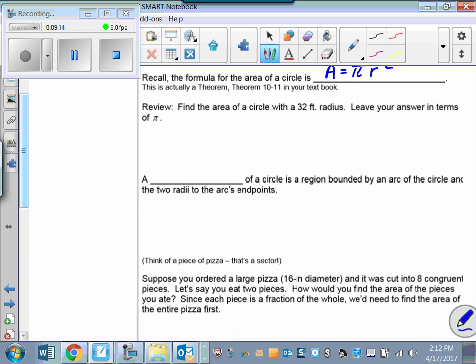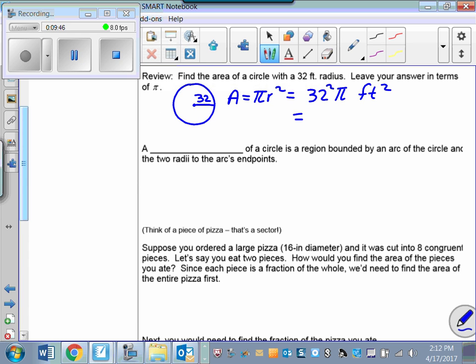Okay, so this is just review. So I got a circle. It's got a radius of 32, so the area is pi r squared. So 32 squared times pi, which is, I don't know. I didn't punch that in, but you can square 32, and then it'll be feet squared. Go ahead and punch that in if you want to. You don't have to, though. It's not important right now.